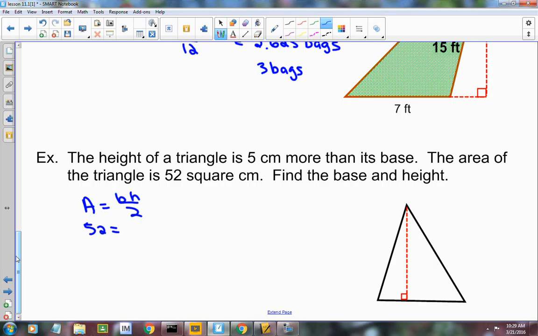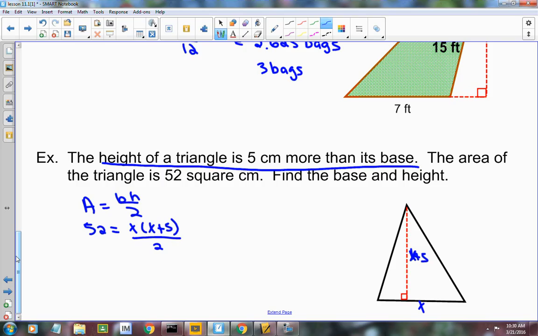It says the height of the triangle is 5 centimeters more than its base. Do we know what the base is? No, so what are we going to let it be? X. Okay, and it says the height is 5 centimeters more than that. So what's that going to be? X plus 5. Okay, so we come over here and we have my base times my height divided by 2 is equal to the area.